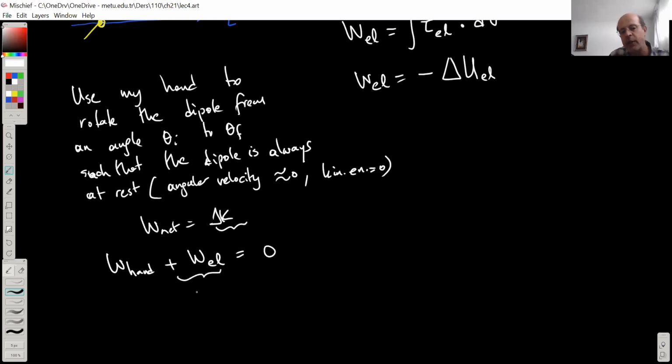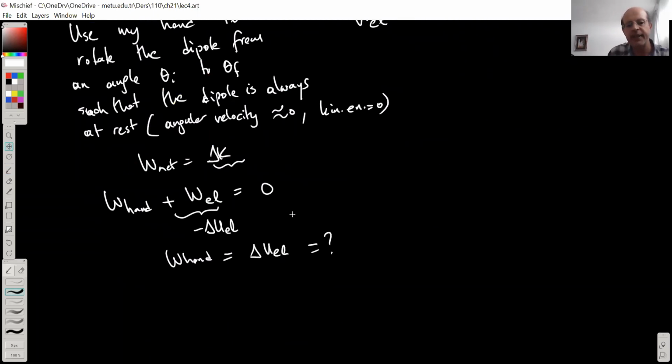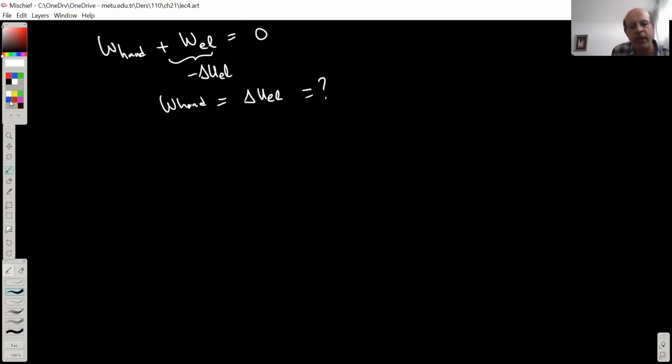This is the part that I want to compute. That's the negative of the change in the electric potential energy. So this then implies that the work done by the hand is equal to the change in the potential energy due to the electric force. That's the one that I want to compute, but I'm going to use this picture in that case, right? Why am I using this kind of a picture? I just want to explain things like that, because people usually get confused about these kinds of things all the time.